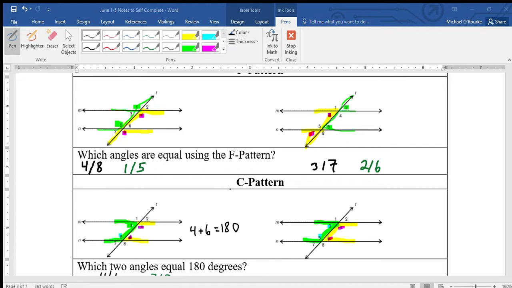Okay. So this one here is almost the exact same, but I kind of mixed up the pattern here. I made the lines going straight down instead of going straight across. So I'm going to start with, work from the angle I know. So what can I find with that angle? Well, I can make an F pattern. So if I make an F pattern, this here is going to equal 135 degrees because F pattern.